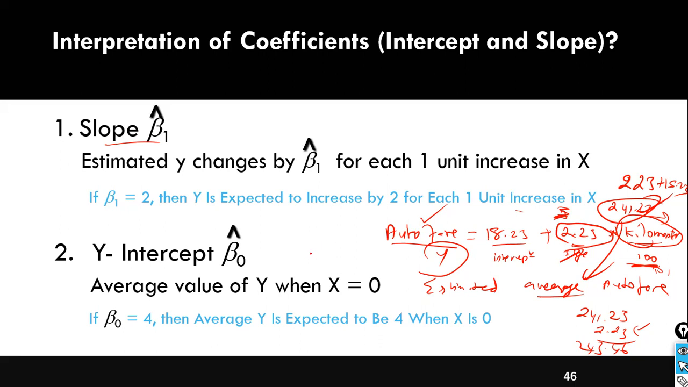Next one is intercept. What is intercept? As I told you, the line where it touches the y-axis is the intercept. But if you tell this to business users, they will not be able to understand. They are very particular about the numbers. They don't care about the theory and where the line crosses or touches.